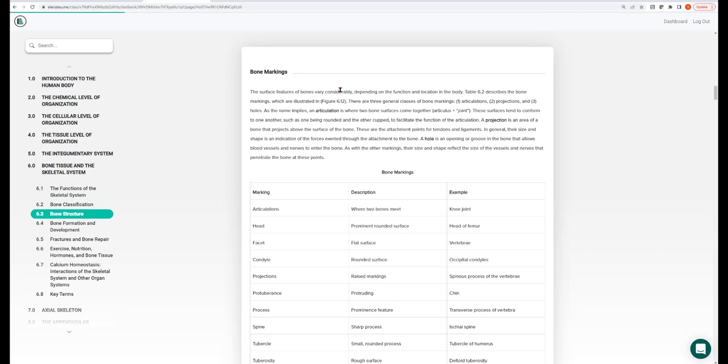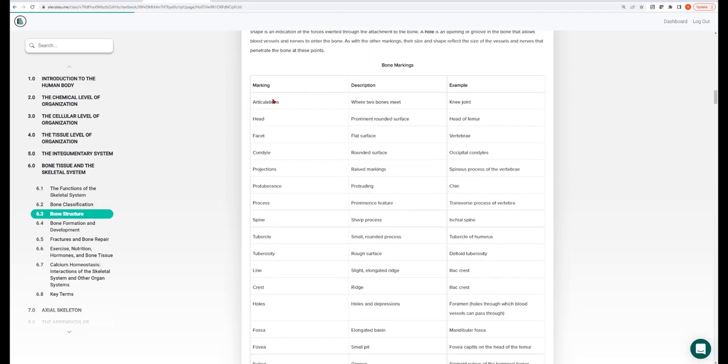Now, basically, the bone markings are the pieces, the parts, the areas of the bones. There's a lot of them, folks, and we're not learning all of them. We're learning many of them, but we're certainly not learning all of them. Here is a list of different types of bone markings. Notice some of them are just features, for example, the head of the bone, the head of the femur, right? It's a rounded surface.